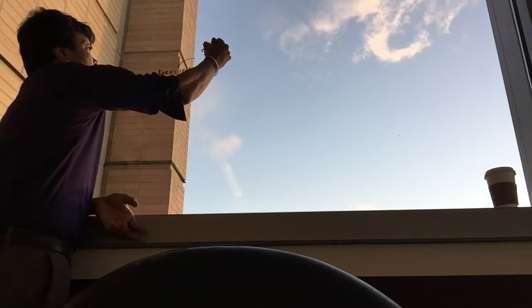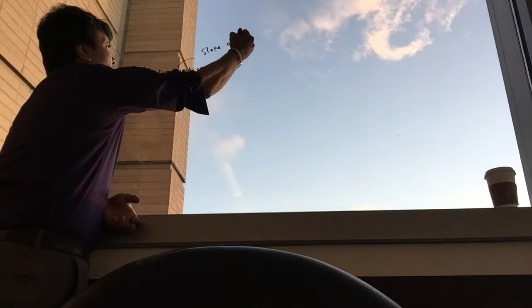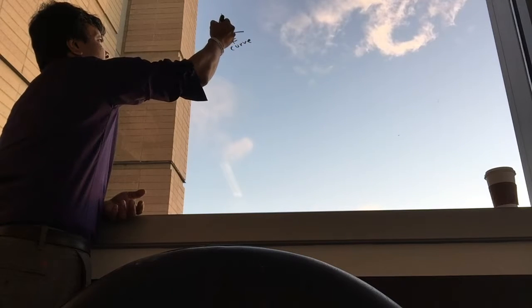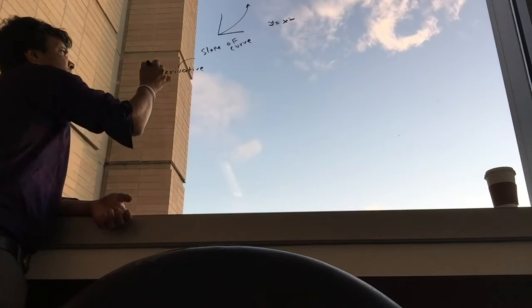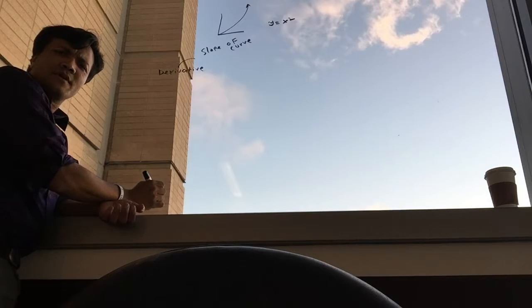Derivative. So derivative is the slope of a curve. So what is the slope of a curve? If I have a curve like y equals x squared, then the derivative will allow us to find the slope of that curve.